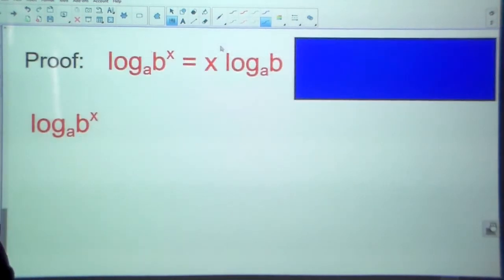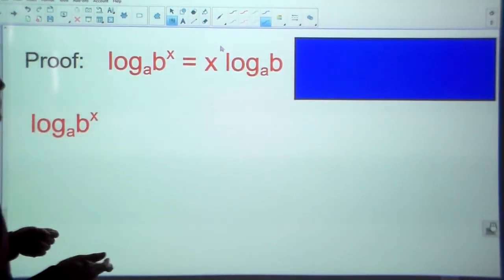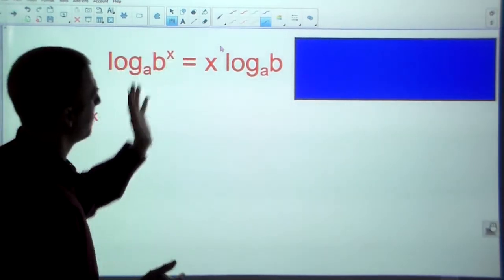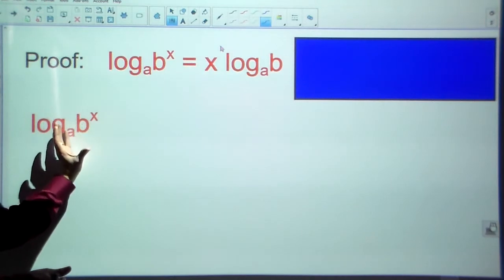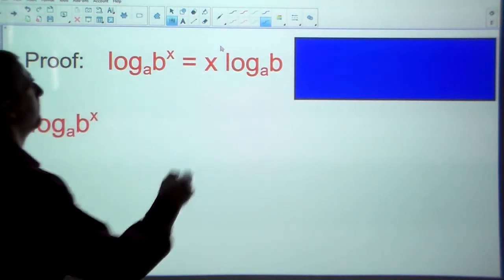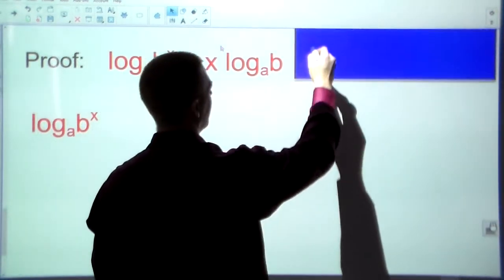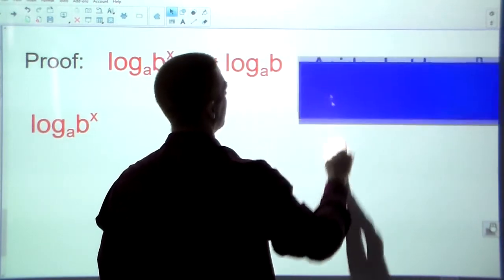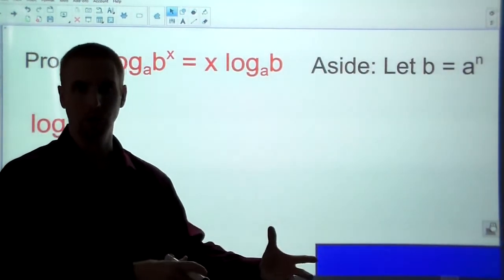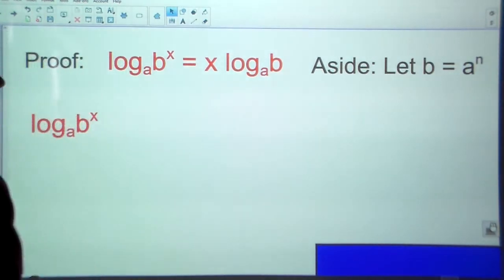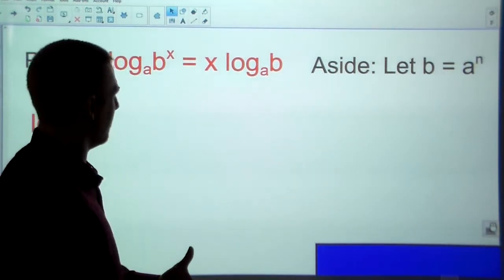Here's the actual proof, if you want to see that part. So the same thing we just talked about. With a proof, we want to start with one side and turn it into the other. So I've got another little aside here. Again, I wouldn't expect you to come up with this. Just somebody sat down and played with enough things that this was the one that won. This worked out. So let b equal a to the n power.